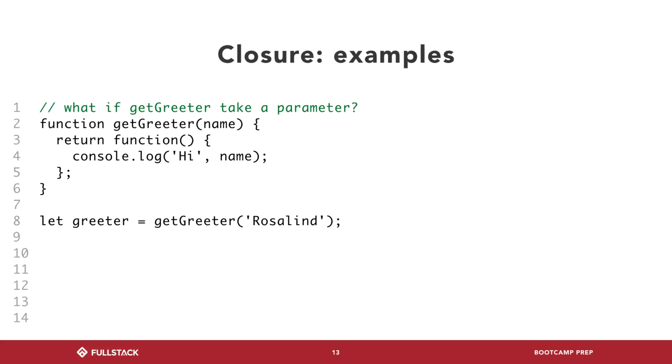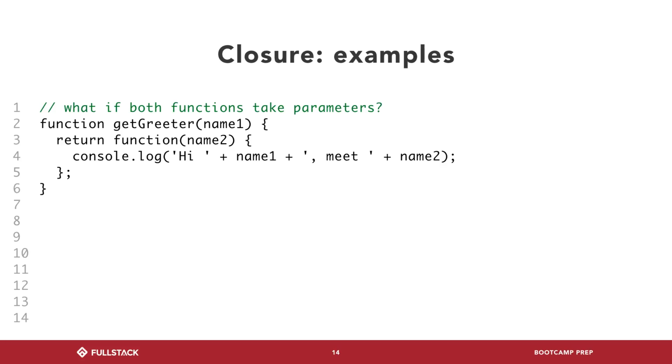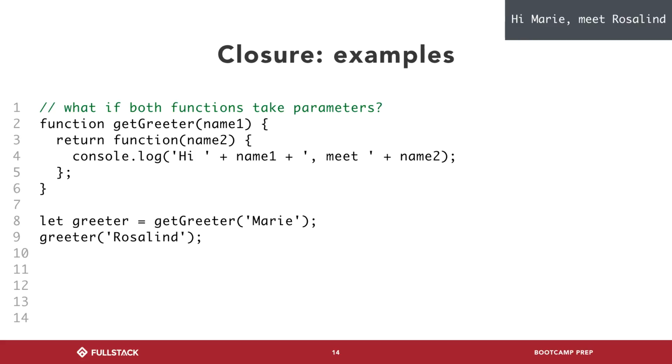So on the next slide, we're going to see an example. Well, this one's not the best example, but here the idea is, what if we have name 1 up here, but the function itself also takes in another name. So when we make greeter, our initial greeter is Marie, but now we can call greeter for Rosalind, and it'll say hi name 1, which comes from the parent scope, but name 2 is going to come from its own scope, if you will. All right, so we can really easily combine these two ideas.